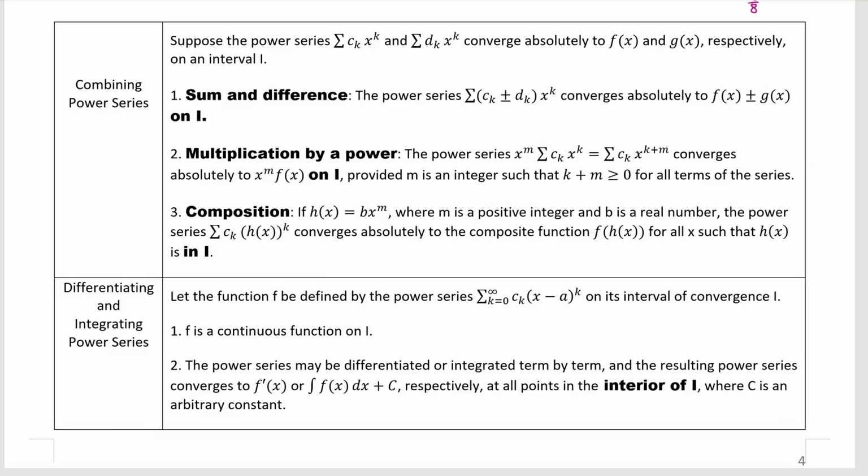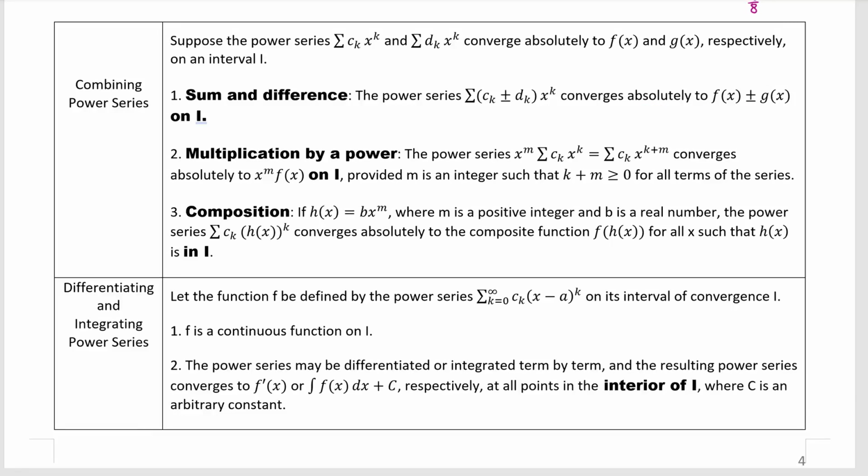Hi everyone, let's continue. Okay, we're going to discuss the properties of power series. Suppose the power series sum of ck x to the k and the power series sum of dk x to the k converge absolutely to function f and function g respectively on an interval I. Okay, the first property, sum and difference. The power series of (ck plus or minus dk) x to the k converges absolutely to f of x plus or minus g of x on I.